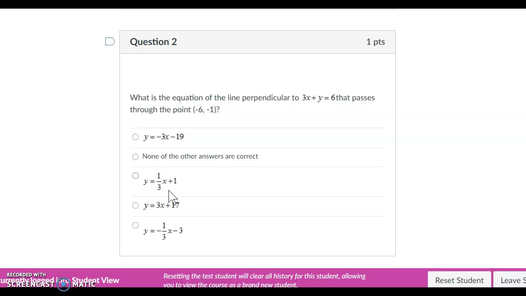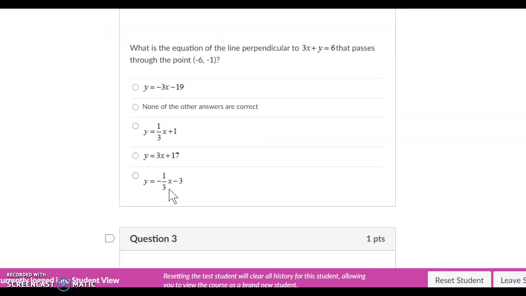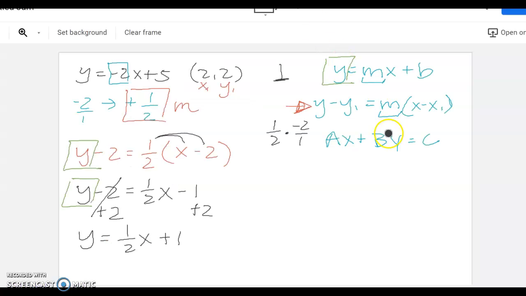Now, question number 2, I'm not going to do all of it, but I'm going to start us off on this one. Now, I see the equations are in slope-intercept form again, so that part is going to be similar. But what's different is it says, what is the equation of the line perpendicular to 3x plus y equals 6 that passes through the point -6, 1? Okay, so my slope is not ready to be pulled out in that equation because that one is in standard form, which doesn't have the slope in it. I have to rearrange it to slope-intercept or point-slope.